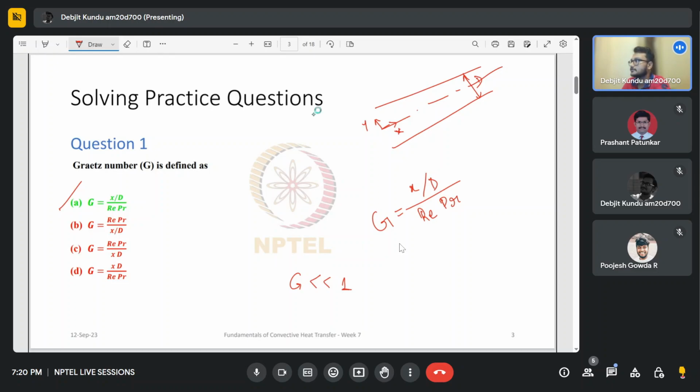So option A is not the correct answer. It is option B. So it's 1 by Graetz number, which is equal to this, and it's 1 by G, which is the non-dimensional axial distance. Yeah, you're right. Sorry about that.